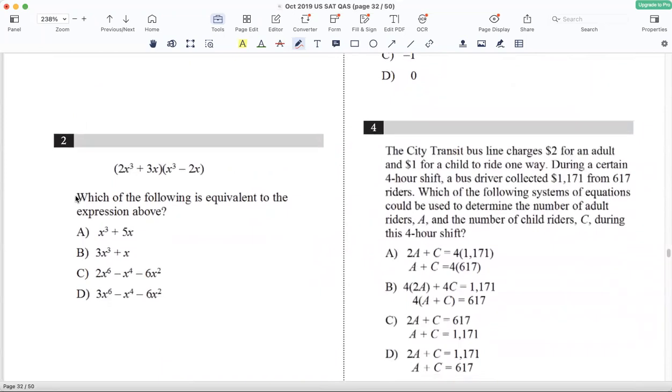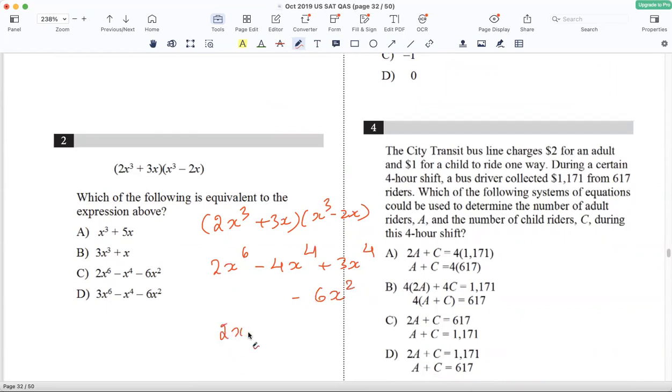Question 2. Which of the following is equivalent to the expression above? 2x cube plus 3x times x cube minus 2x. So 2 times x to the power 6 minus 4 times x to the power 4 plus 3 times x to the power 4 minus 6x squared. So 2 times x to the power 6 minus 4 plus 3 minus x to the power 4 minus 6x squared. So 2x to the power 6 minus x to the power 4 minus 6x squared, option C.